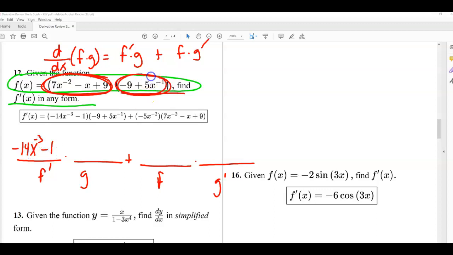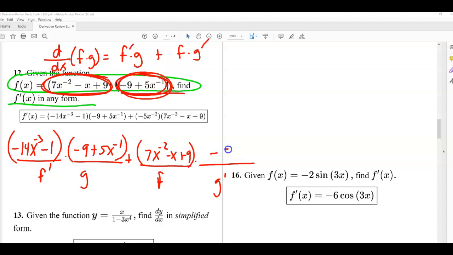And then we put g there. They're probably going to want parentheses, just so you guys know. Then we put f here. And then g prime, the derivative of this guy, goes here. The 9 goes away, and we're left with negative 5x to the negative 2.